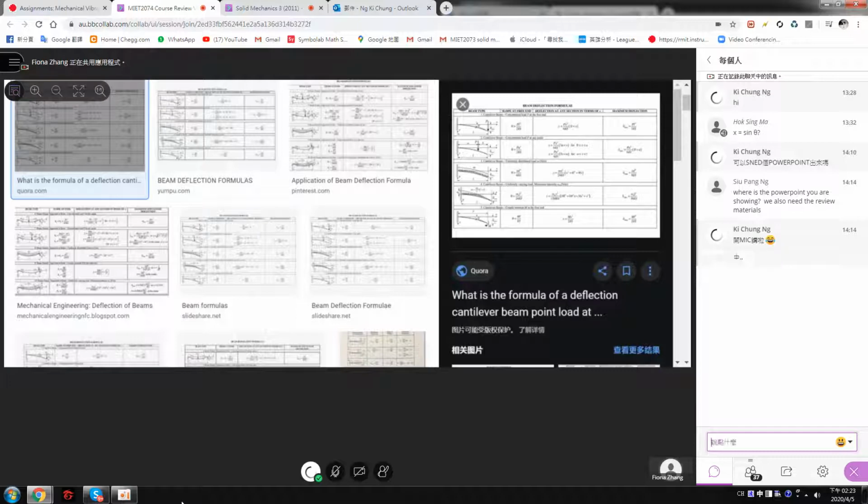This P actually comes from the mass, okay? From the mass. So you can see here delta max equals PL cubed over 3EI, right? So the spring constant K comes from P over delta max, which is 3EI over L cubed, okay?